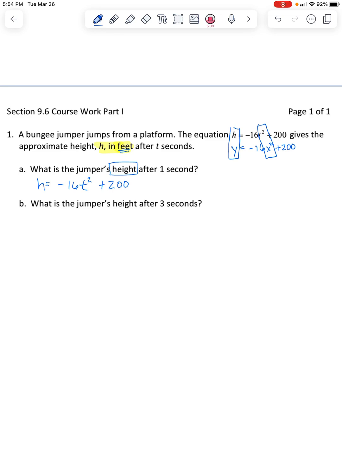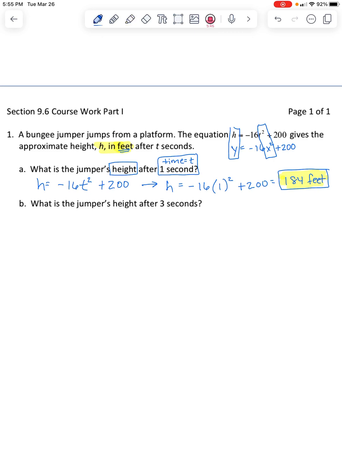He jumps off the platform, and in 1 second, what is his height? So we're going to fill in the time for t. Time equals t, and it is 1 second. So we're just going to write that in here. So we have h equals -16 times 1 second squared plus 200. When you do the math on this, you're going to end up with a height of 184 feet. That's the answer to the first problem in your coursework.